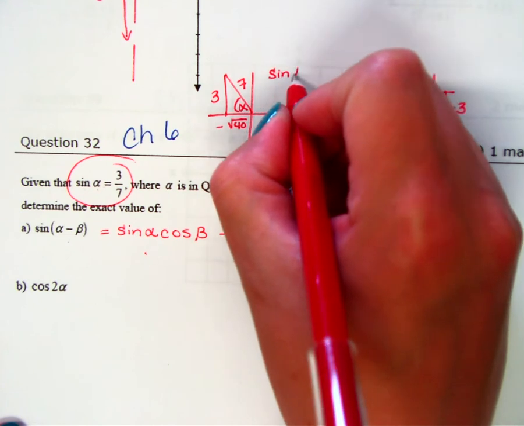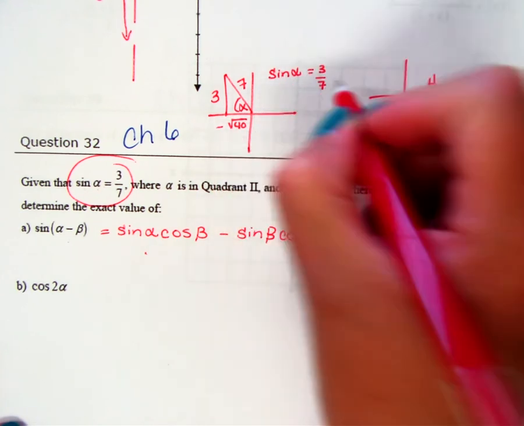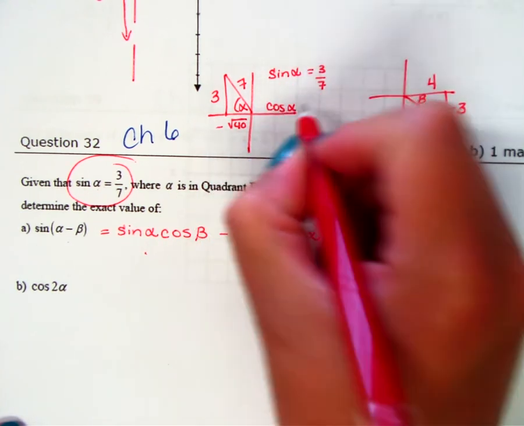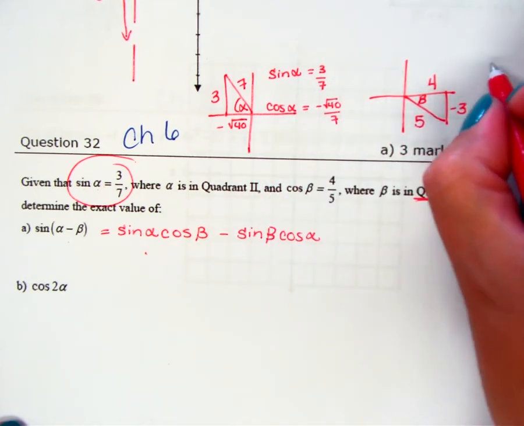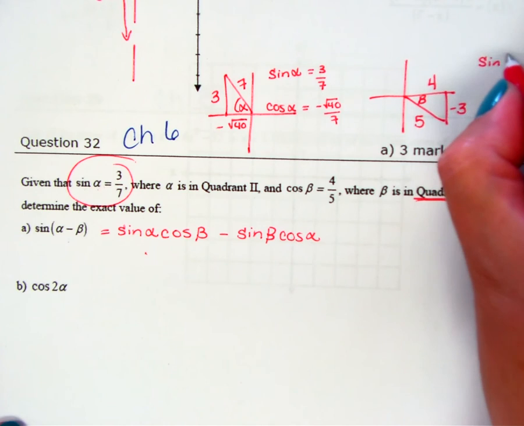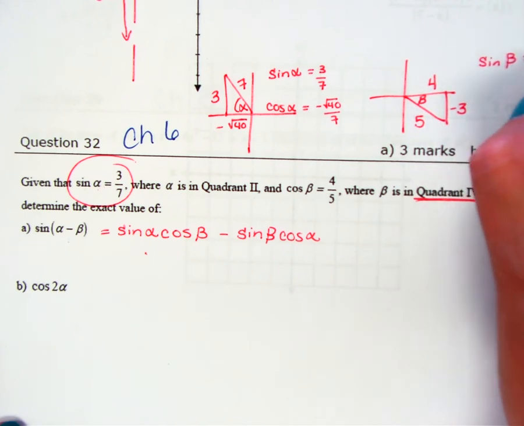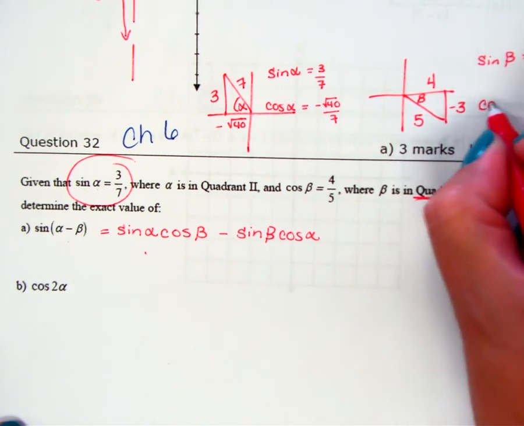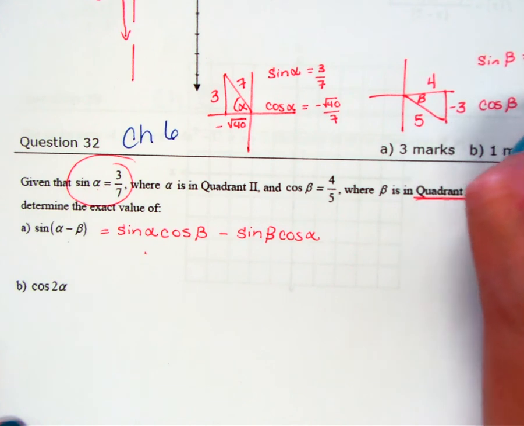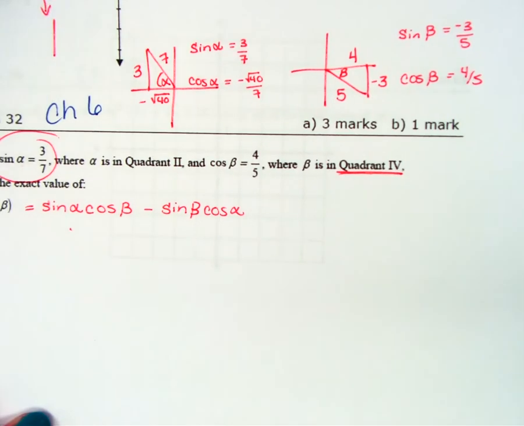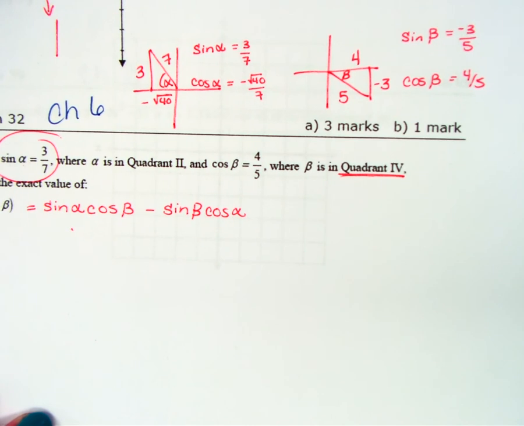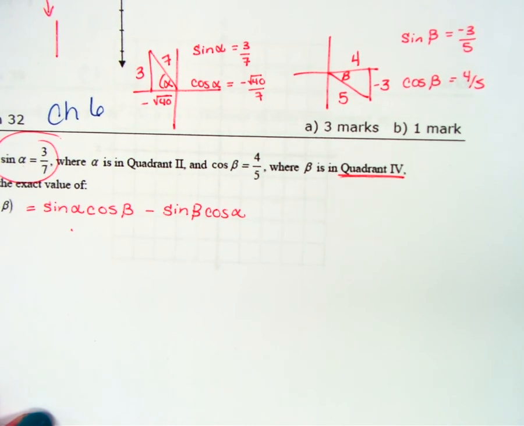So we know that sine alpha, it's given in the equation that it's 3 over 7. We know that cos alpha, because we need that, is going to be negative root 40 over 7. Sine beta is going to be negative 3 over 5. And cos beta, which was given in the question, is 4 over 5. So at this point, ladies and gentlemen, you are 32 questions in. Some of you are going to be emotionally and mentally done with this. I would encourage you to write things down, even if you don't think you need them.